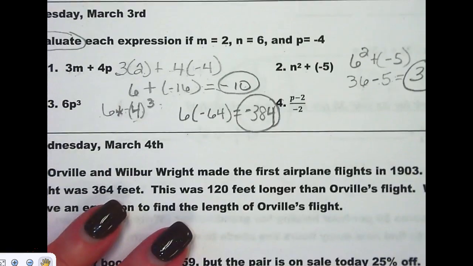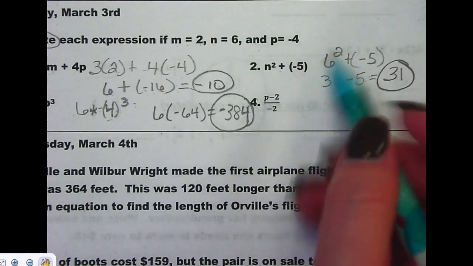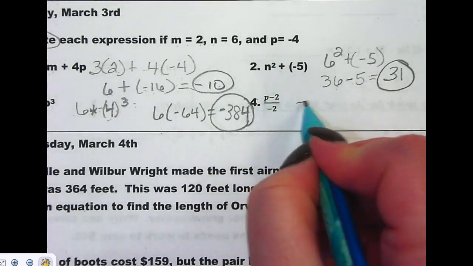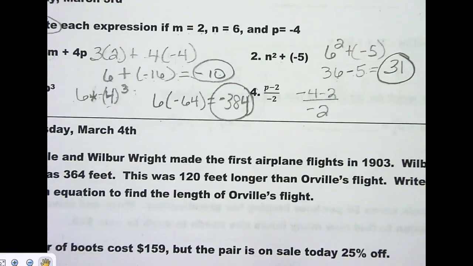All right. Last one. Anybody tell me how you would read this one? Yes, very good. Divide by negative 2. But p minus 2 divided by negative 2. So I really have to, let's show the substitution and then try to figure out what we're going to do first. P is negative 4. So I have subtract and I have divide. Does anybody know what we're going to do first?